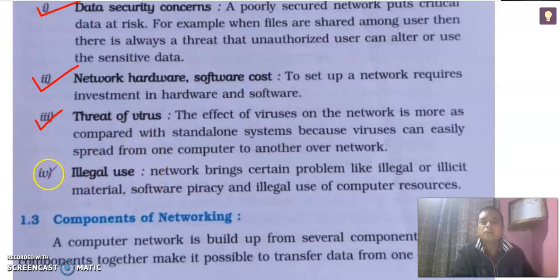So next is illegal use. Network brings certain problems like illegal or illicit material, software piracy, and illegal use of computer resources. So being in a network, there may be cases or a chance of software piracy. Software piracy means when our software or data are exposed, and some unsolicited or unauthorized users start using our data and use it for some destructive purposes.